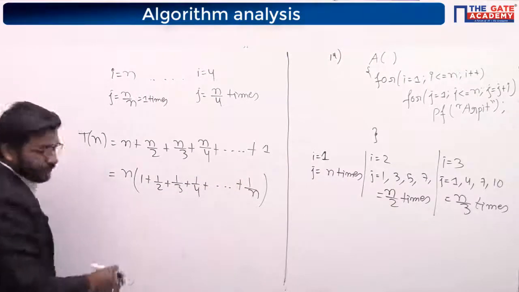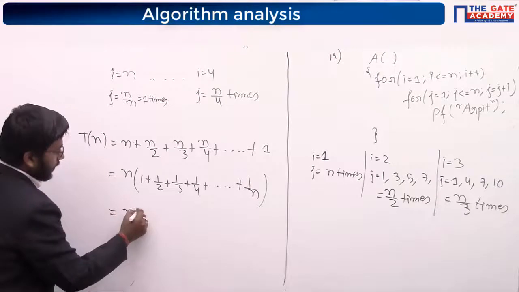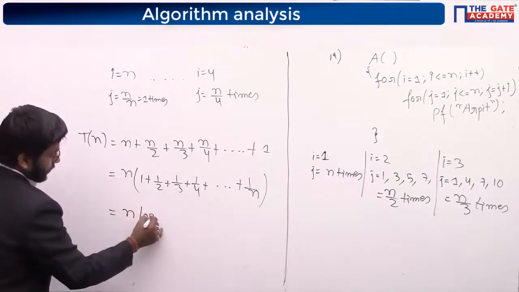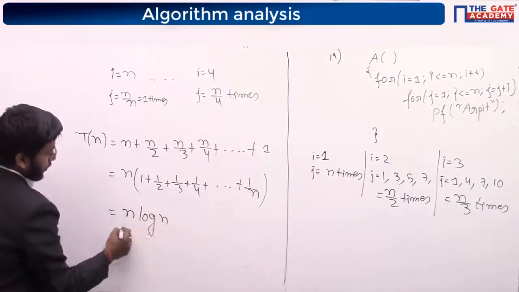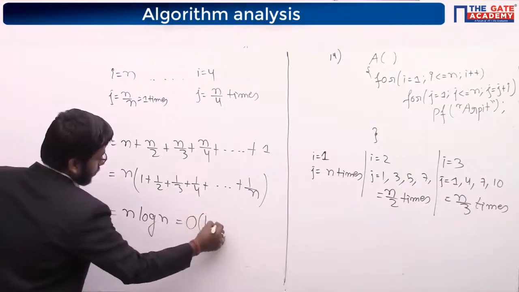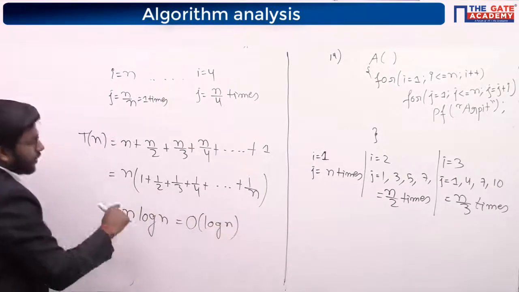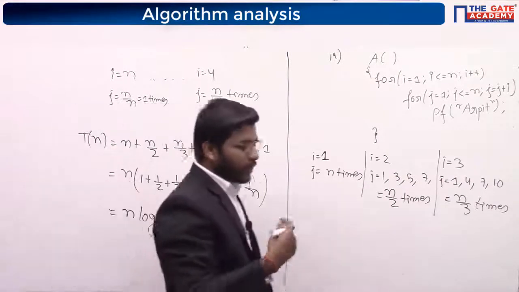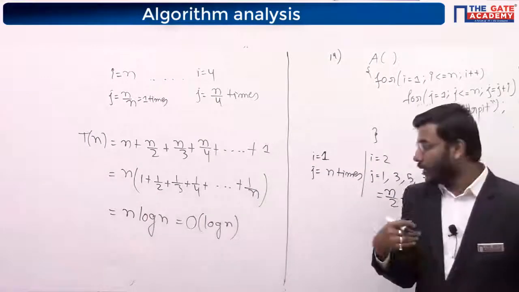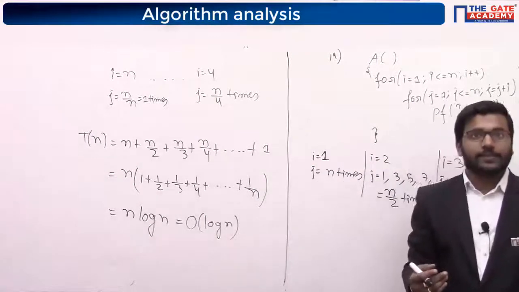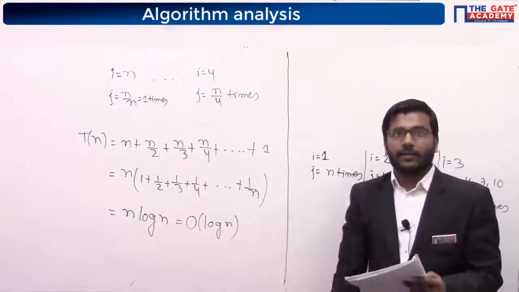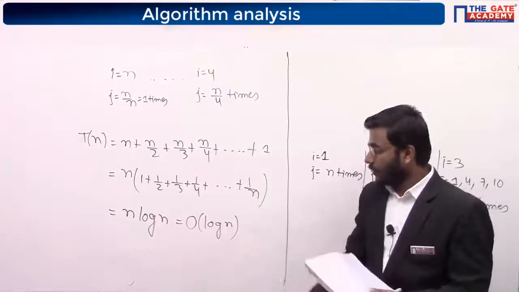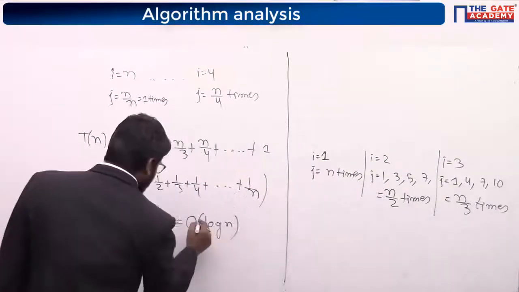So now it is n and this is log n. Log n equals 1 + 1/2 + 1/3 + 1/4 + 1/5, like this. Sir, answer is n log n. No, n log n. Oh, sorry, I missed that.